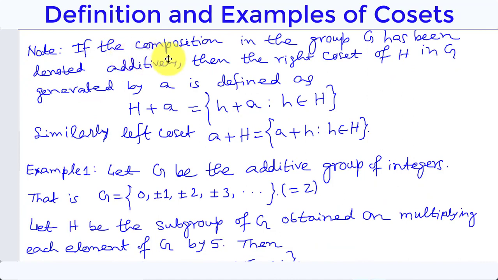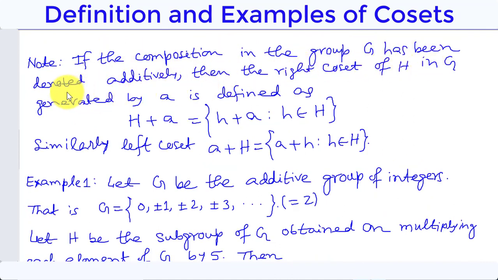Note, if the composition in the group G has been denoted additively, then the right coset of H in G generated by a is defined as H plus a equals h plus a such that h belongs to H. Similarly, the left coset a plus H equals a plus h such that h belongs to H.